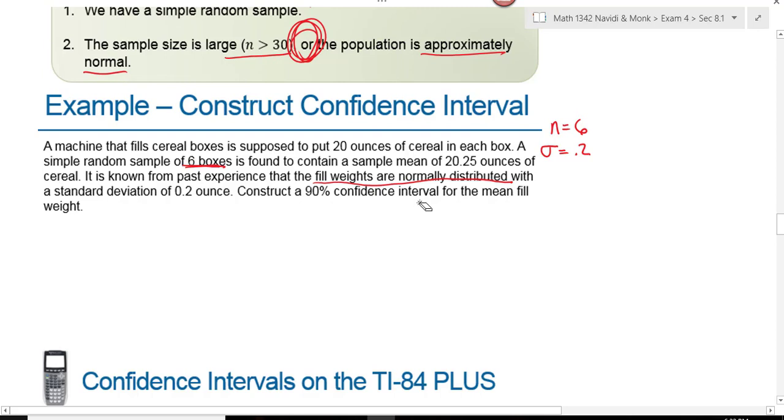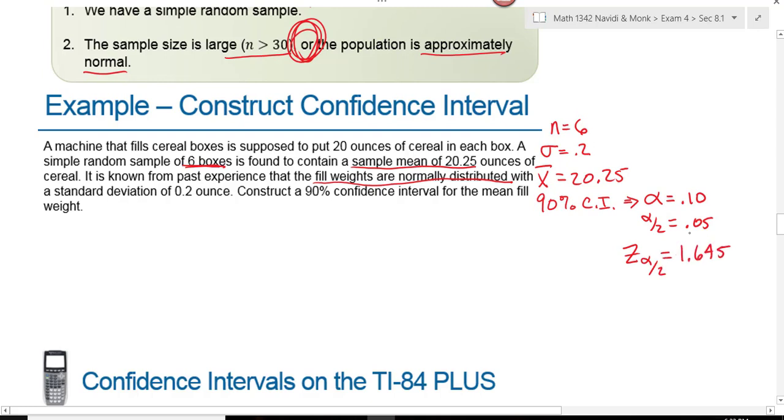Construct a 90% confidence interval for the mean fill weight. By the way, the sample mean is 20.25. For a 90% confidence interval, CI I use to abbreviate confidence interval, what is alpha going to be? 0.10. So what is alpha over 2 going to be? And what did we just find that critical value to be for a 90% confidence interval? 1.645. So now we're ready to construct our confidence interval.